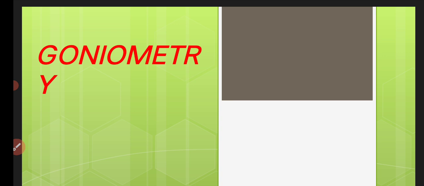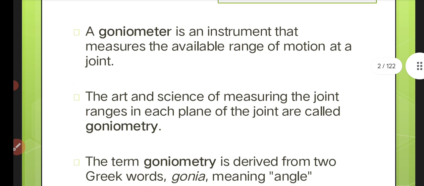Today we are going to study goniometry, one of the important topics in exercise therapy. Now we will know what is goniometry or goniometer. First of all, we have to know the goniometer. The goniometer is an instrument that measures the available range of motion at a joint. So how will we know about the available range of motion of the joint through the goniometer?